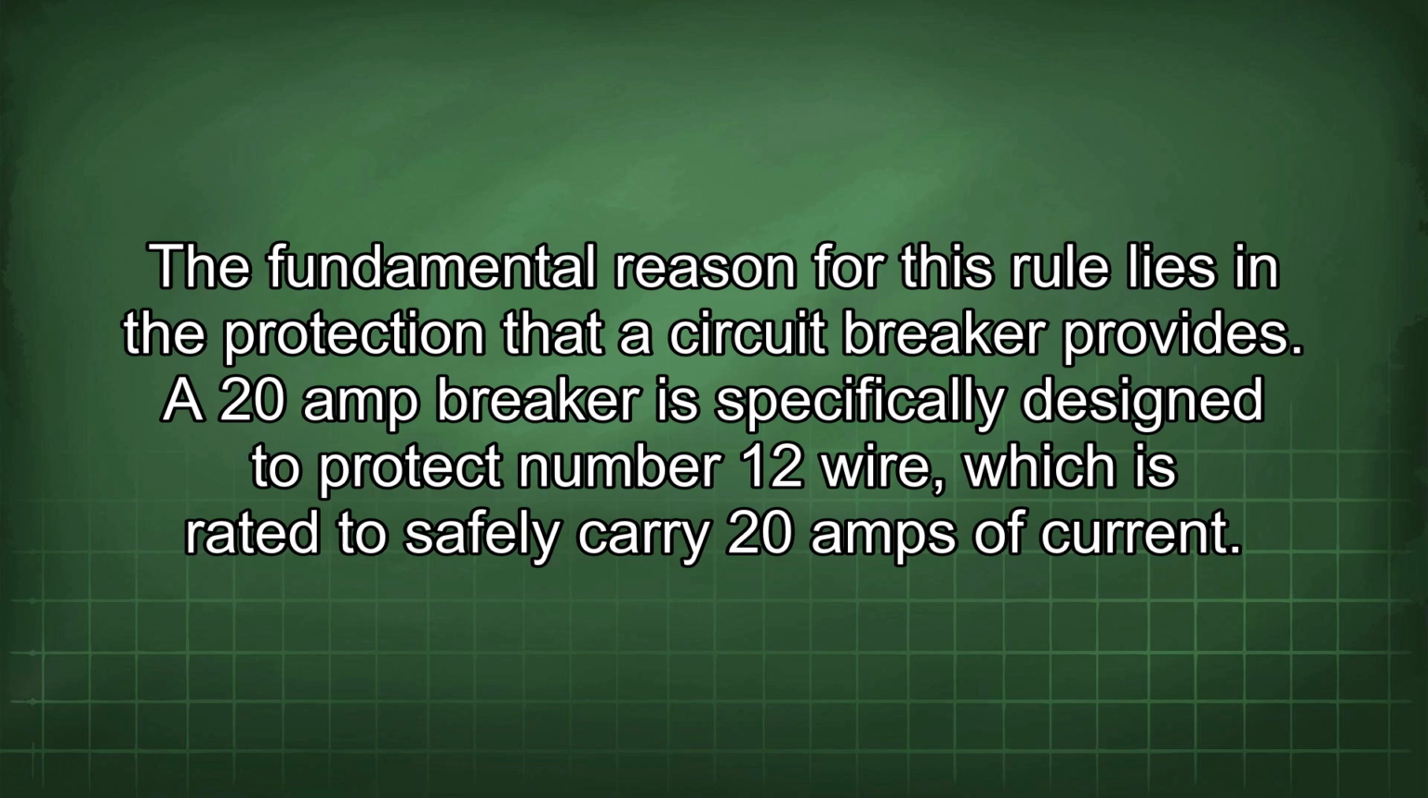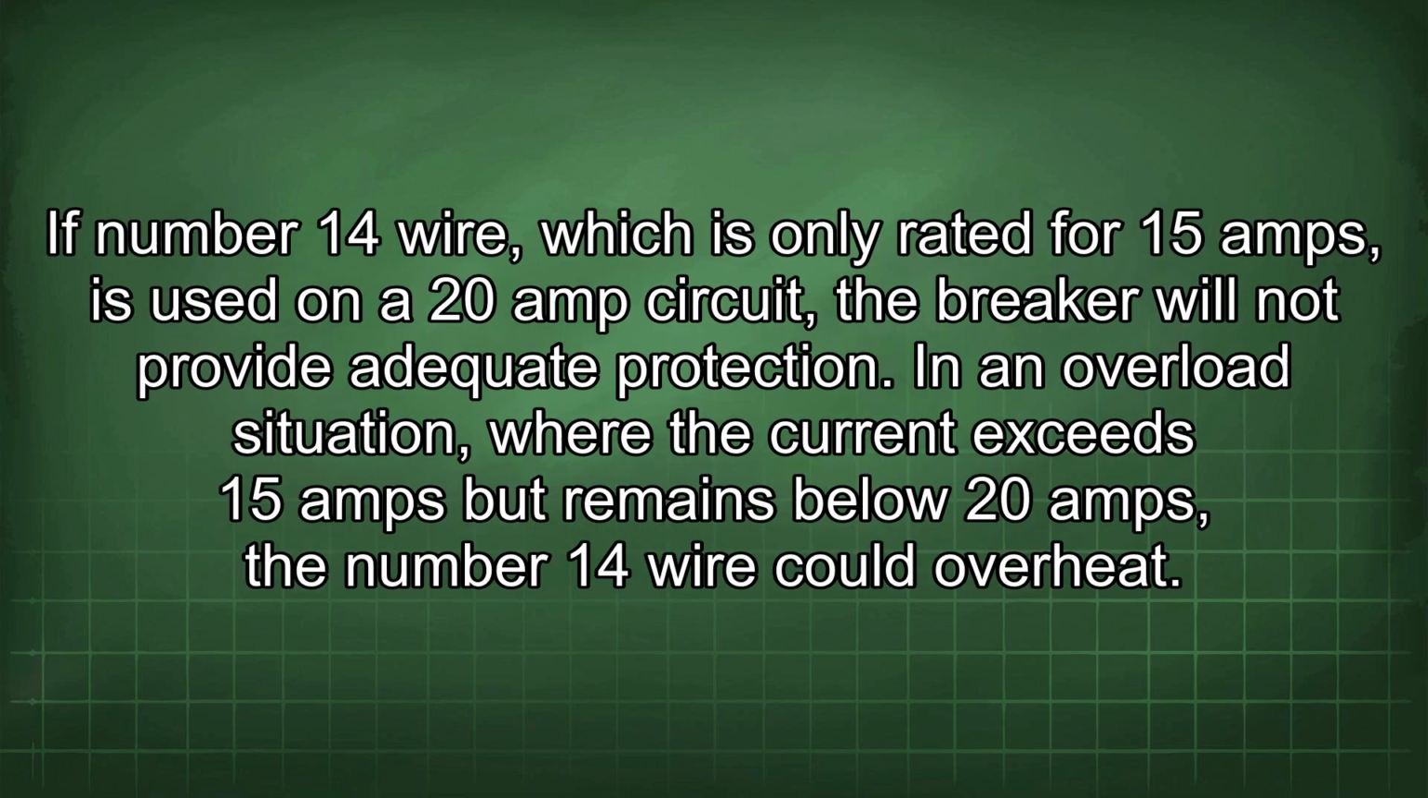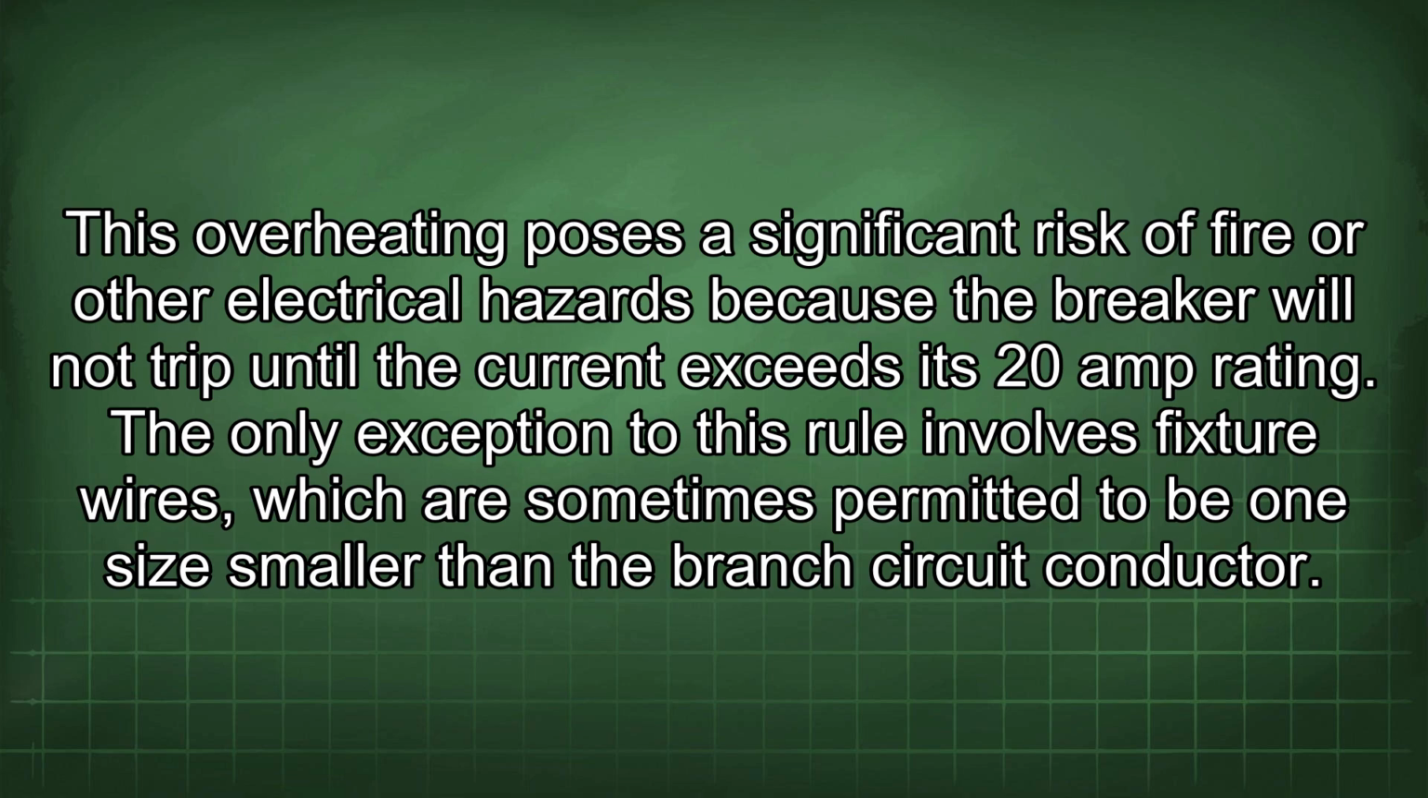A 20 amp breaker is specifically designed to protect number 12 wire, which is rated to safely carry 20 amps of current. If number 14 wire, which is only rated for 15 amps, is used on a 20 amp circuit, the breaker will not provide adequate protection. In an overload situation, where the current exceeds 15 amps but remains below 20 amps, the number 14 wire could overheat. This overheating poses a significant risk of fire or other electrical hazards because the breaker will not trip until the current exceeds its 20 amp rating.